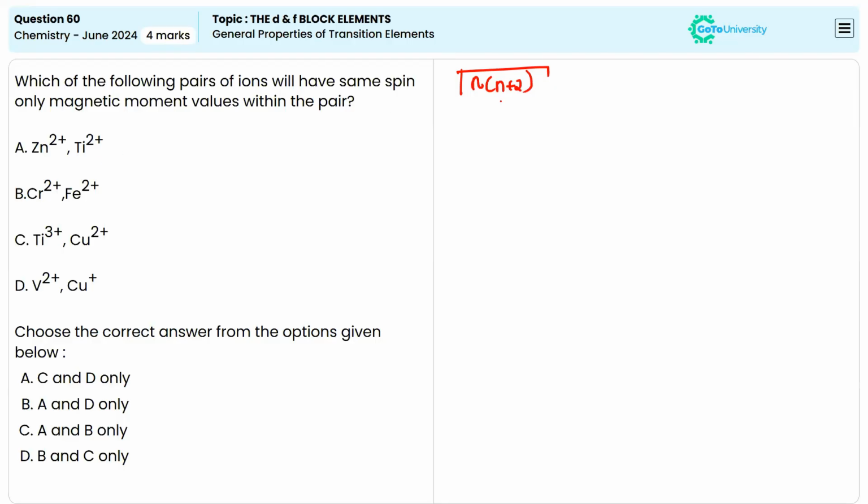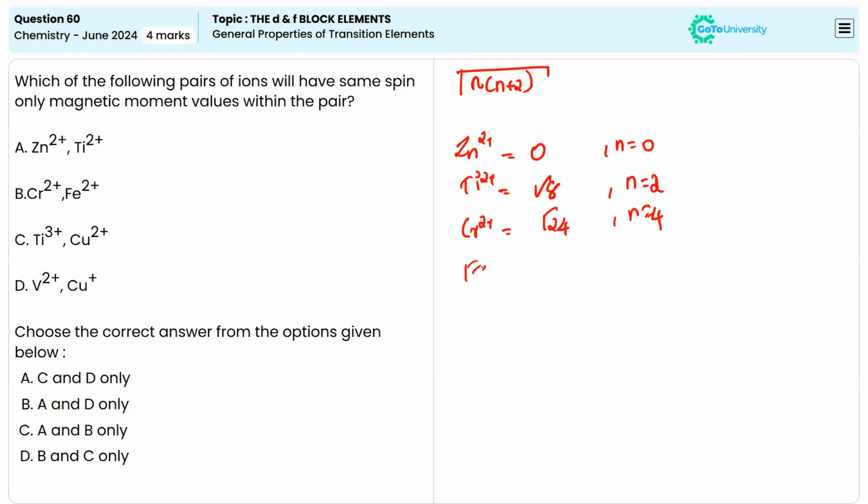If you calculate using this equation, I'm not calculating everything because you can do it by the same method as we discussed previously. I will write the values here. For the Zn2+ ion, you will get the value 0. For the titanium 2+ ion, you will get square root of 8, because in zinc n is 0 and here n is equal to 2. For chromium 2+, you will get square root of 24 because the number of unpaired electrons is 4. We already calculated this, right?